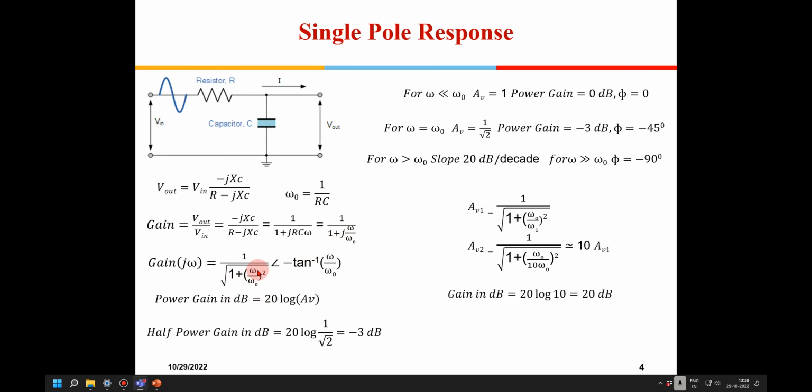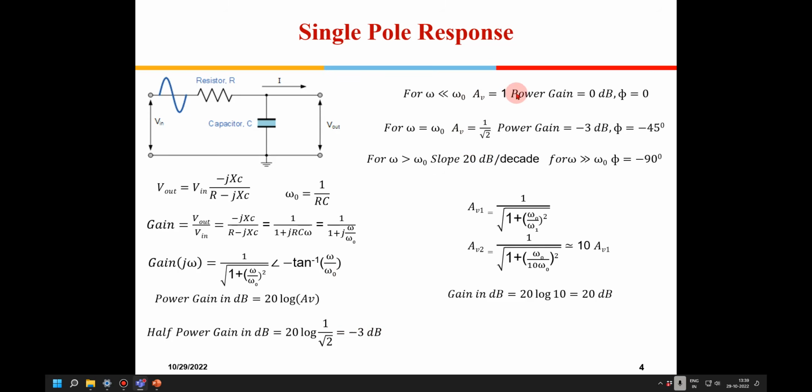So if you take the magnitude, this will be the magnitude, and this will be the phase angle, minus tan inverse omega by omega 0, right? And the gain in dB, the power gain, will be written as 20 log A, right? So when we say half power gain, that means the power is half, or the amplitude will be 1 by root 2. If I put 1 by root 2 here, it comes out to be minus 3 dB. That is from the mid band. When the gain goes to minus 3 dB, the power will be half of that.